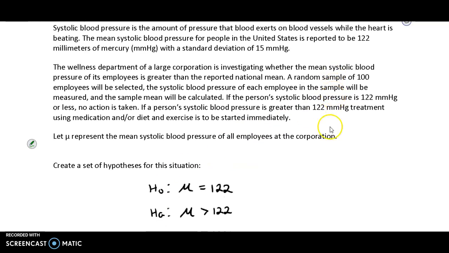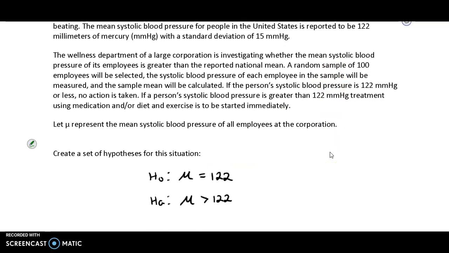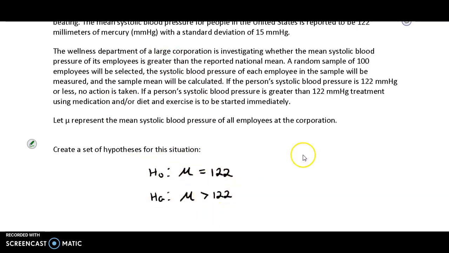If the person's systolic blood pressure is 122 or less, no action is taken. But if a person's systolic blood pressure is greater than 122, treatment using medication and/or diet and exercise is to be started immediately. We're going to let mu represent the mean systolic blood pressure of all employees at the corporation. Remember, mu is the true mean systolic blood pressure. So if I were to test this, I'm really testing that the null hypothesis is that there is no difference from 122, and the alternative is that it's greater than 122.